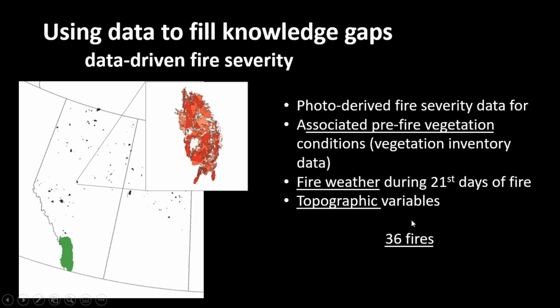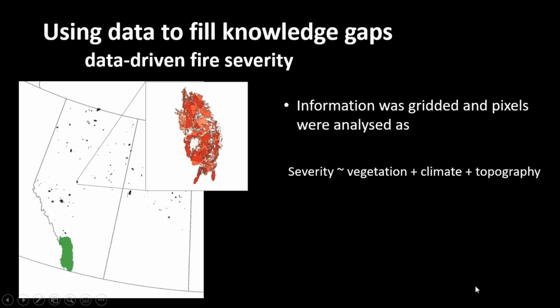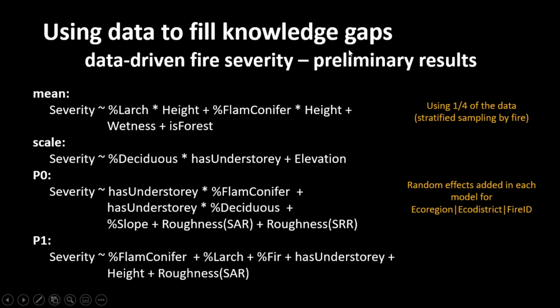And when all of this is combined, we are left with 36 fires that are analyzable. I gridded all of this information, and I tried to analyze this as a model that searches the relationships between severity, vegetation, climate, and topography. And the important thing about these models is that they're not our conventional models. Basically, I am allowing different components of severity to respond to different covariates.